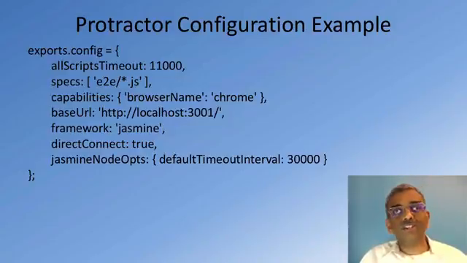So in this case, I store all my test code in this subfolder called E2E, and that's why I specify the specs as E2E/*.js. That way, any .js file contained in the E2E folder will be treated as a test specification there. The third one, I specify I'm only using Chrome to carry out the tests here.